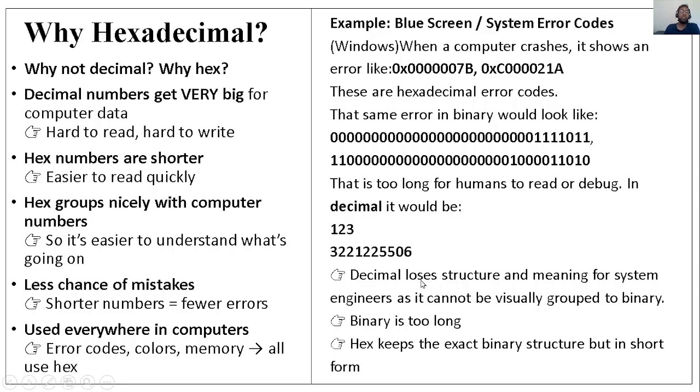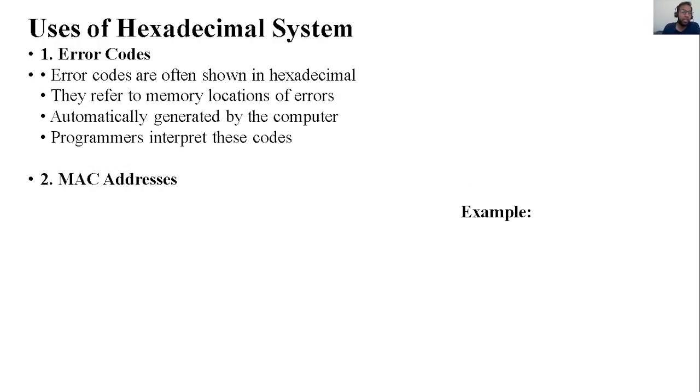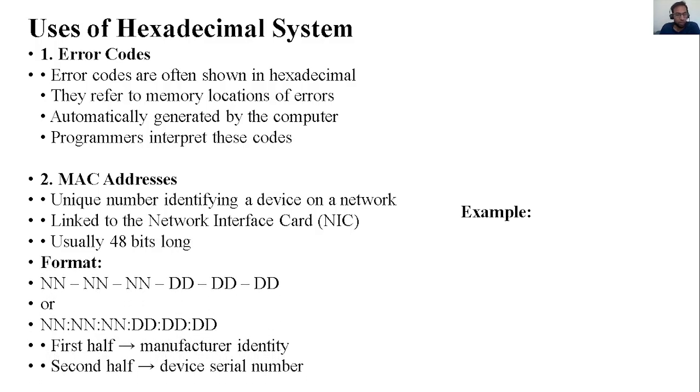That is why they lose the structure for our engineers who have to make the devices. But if they are in hexadecimal, then they are directly visible for them. They can visually group them into some meaningful binary code. Hex keeps the exact binary structure but in short form. Error codes are often shown in hexadecimal. They refer to memory locations of errors automatically generated by the computer. Programmers interpret these codes.